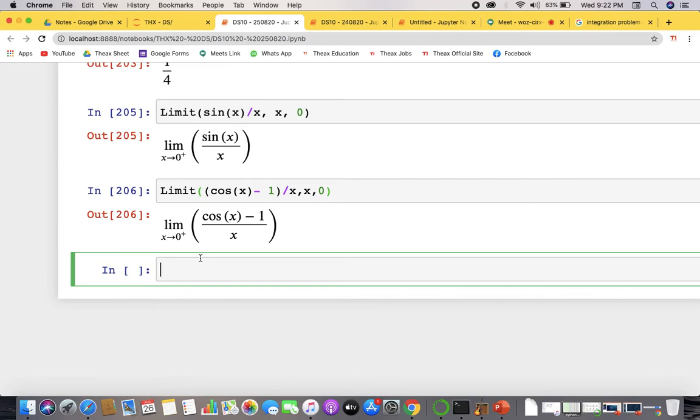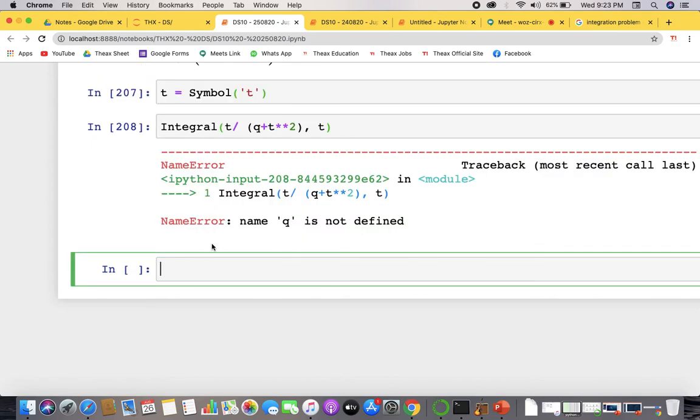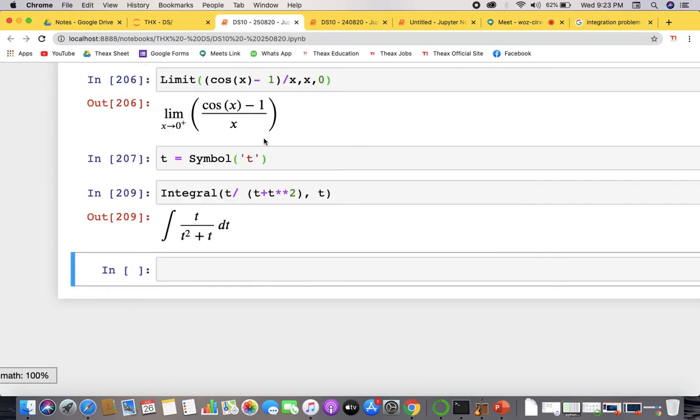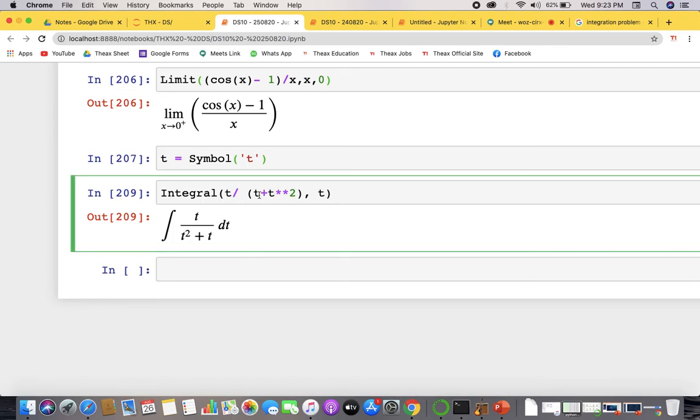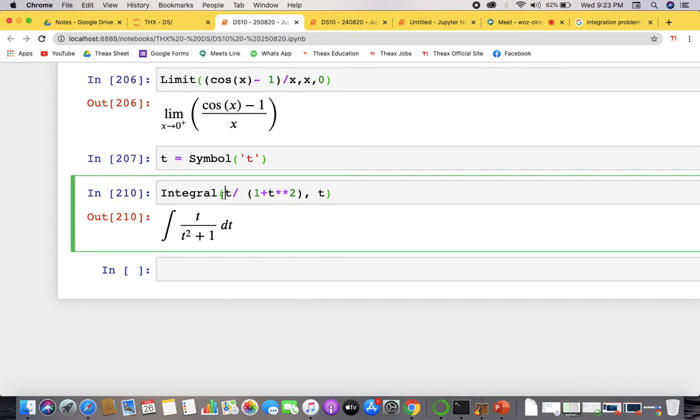Cool. So t is being required. So the equation is like the integral of t divided by 1 plus t square, with respect to t. So t, integration of t, sorry, this is 1 plus t square. Okay, so t square plus 1. And then it's being given some limits.